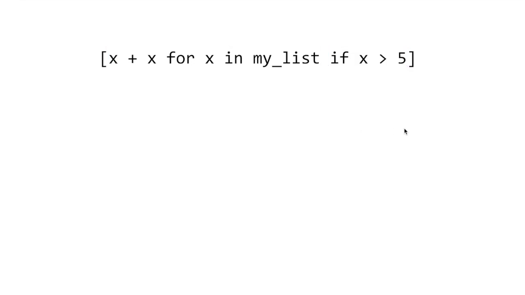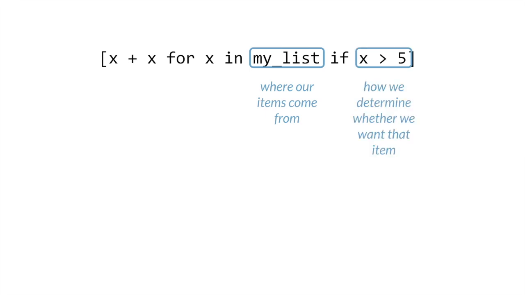So that being said, another way you can think about list comprehensions is first, what am I looping over? When am I keeping items? And for the items I keep, what are we doing to them? And if you actually read this list comprehension, it reads a lot like English. It says x plus x for x in my list if x is greater than 5.